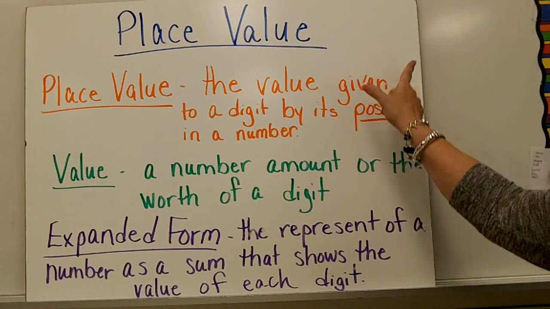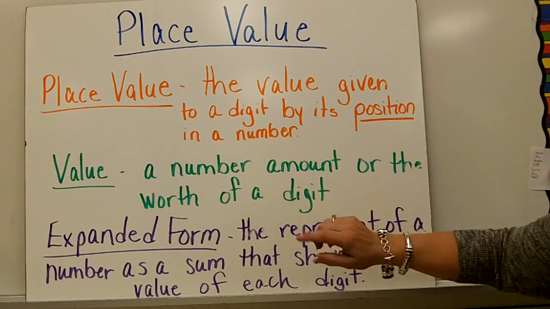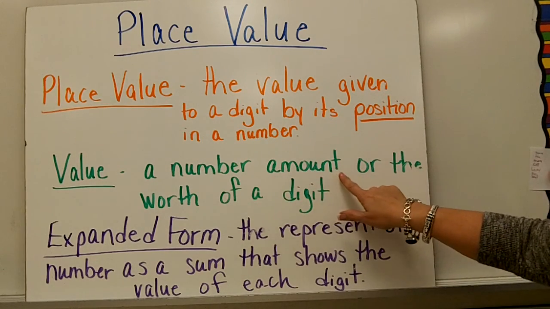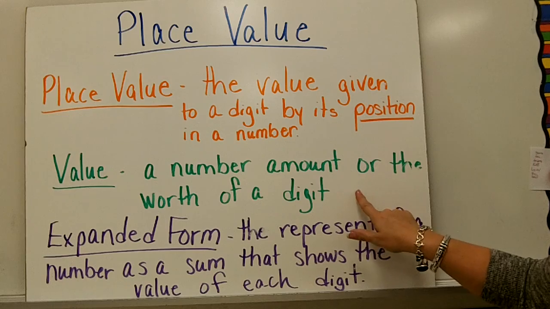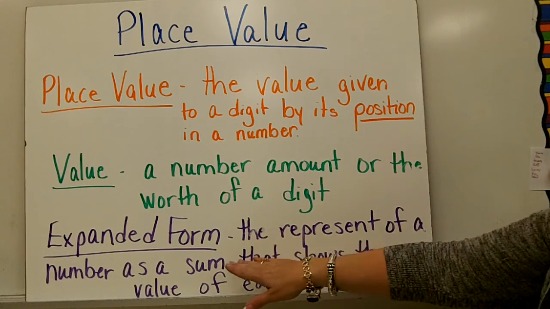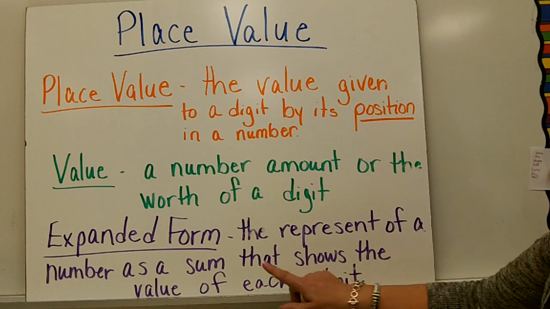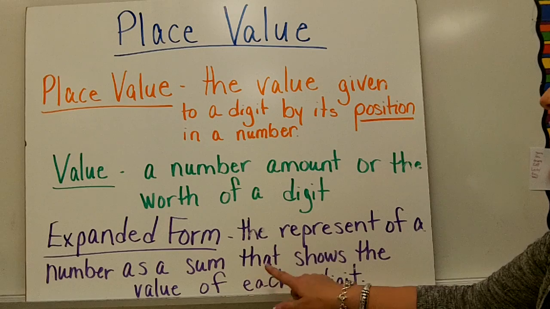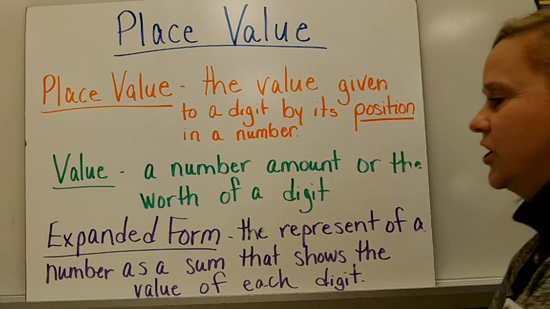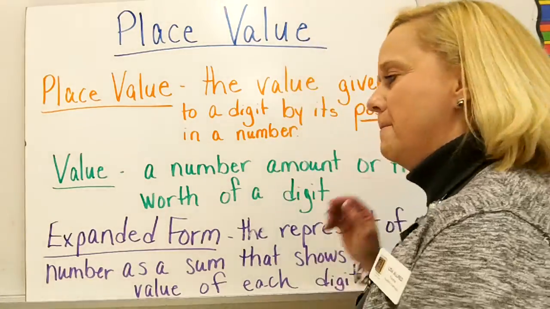a number. So the position where that number is your place value. The value is a number amount or the worth of that digit in the larger digit. Expanded form, or I call it expanded notation, is the representation of a number as a sum that shows the value of each digit. Sounds kind of hard to understand, but we're going to go over that in just a moment.